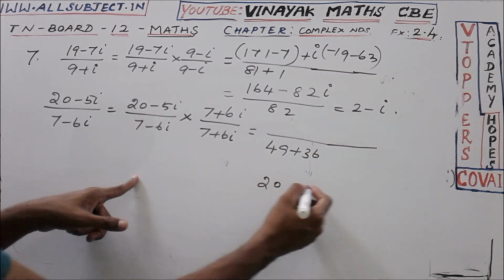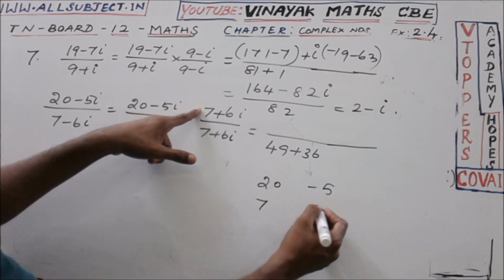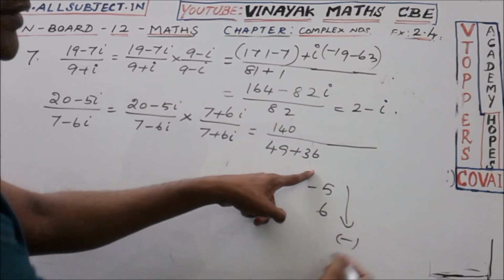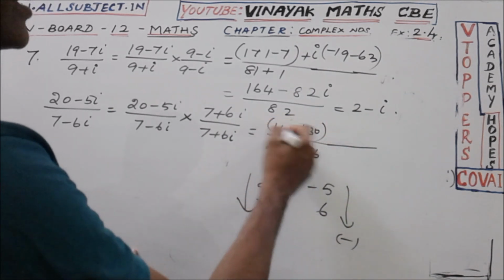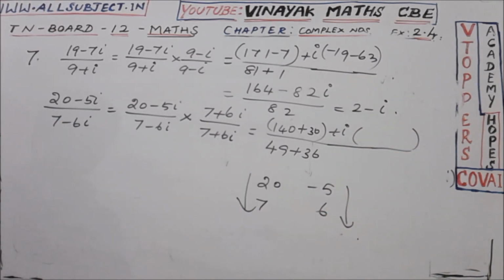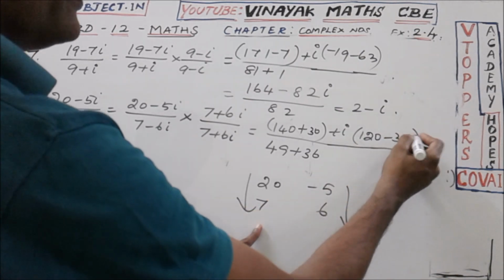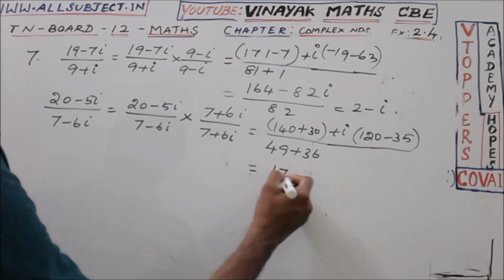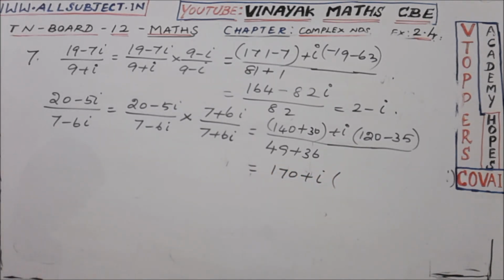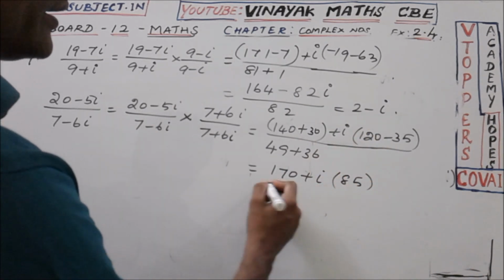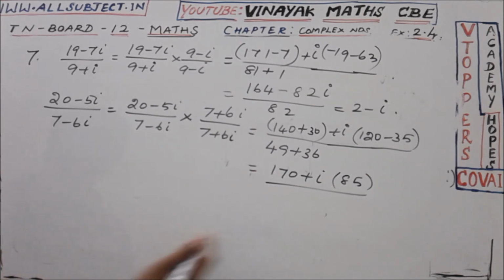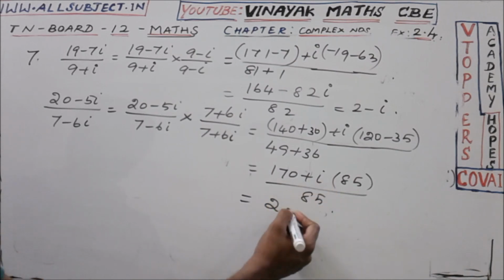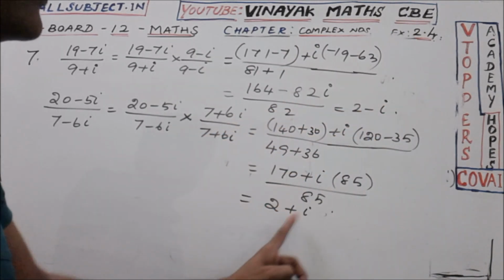The numerator we have 20 minus 5i in the first complex number, real imaginary. The second one real 7, imaginary 6. When you multiply directly, 7 into 20, 140. And then here multiply and change its sign, 30, here is minus 30 means plus 30. And plus i into, just cross multiply without sign, 120 minus 35. Simplifying this, we will have 140 plus 30, 170, plus i into 85, divided by 85. You can divide 170 by 85, that is 2, here plus i, 2 plus i. Here we have 2 minus i, this one result is 2 plus i.